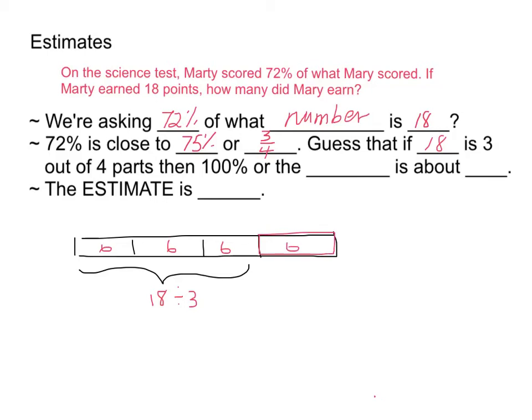So then that means I'm going to guess that my whole is 6 times 4, which would be 24. So I'm going to say that whole is about 24, and that is going to be my estimate.